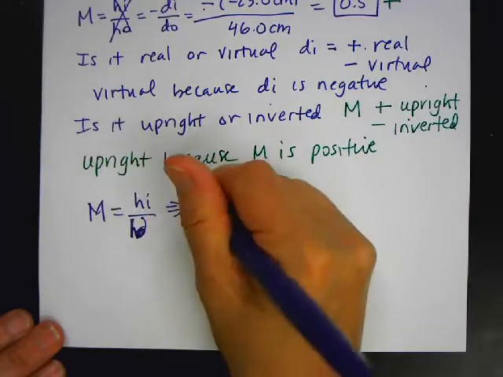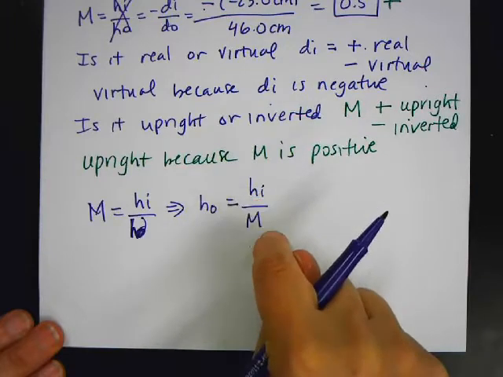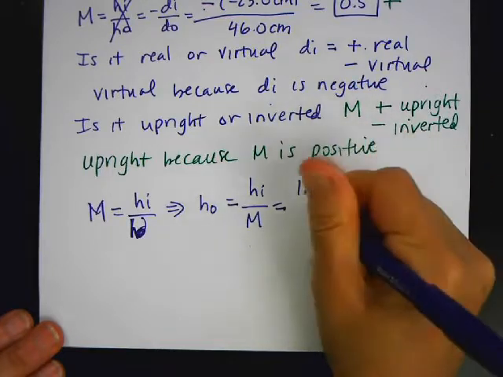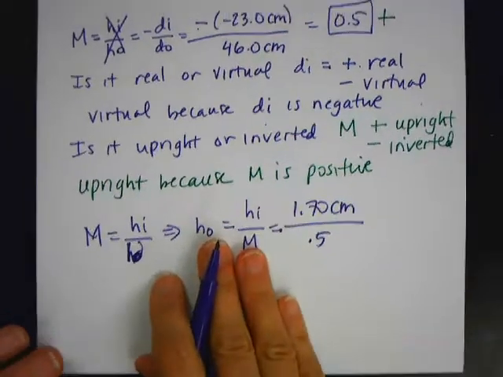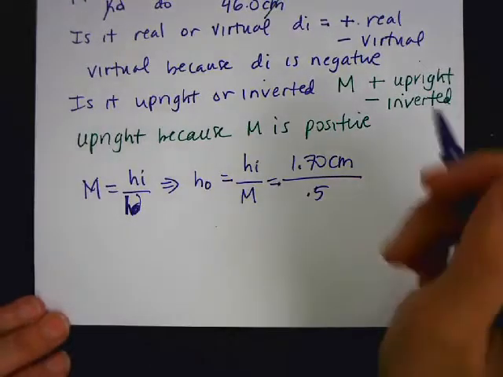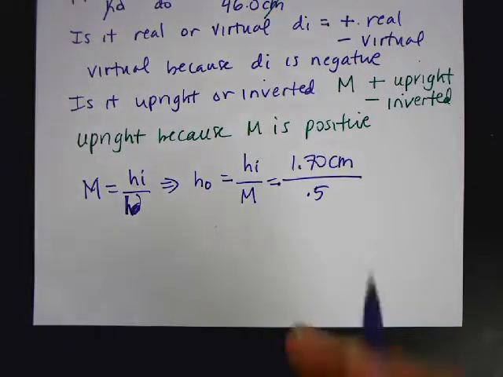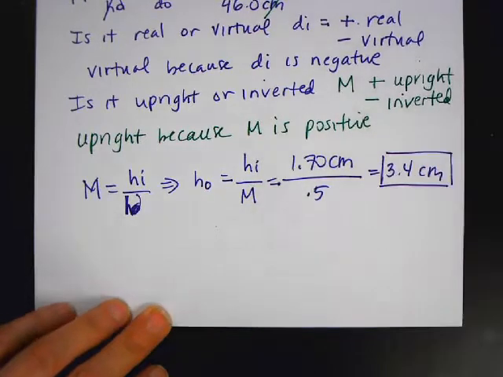So if you want, you can rearrange the equation. HO is equal to HI over M. And HI was given, and we found M. So HI was given, it was 1.70 centimeters, divided by the magnification. Magnification doesn't have a unit, because when we found the magnification, the units cancel, so it's unitless. And then 1.7 divided by 0.5. Oh, I should be able to do that in my head. Okay, so that's 3.4 centimeters. So that's HO. And that's it.